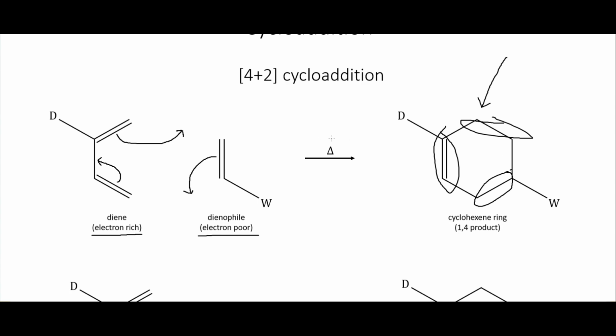You'll notice that this is done under heat conditions for this particular 4+2 cycloaddition, and what we end up with is the 1,4 product. So this substituent is on the 1 carbon, this one on the 4 carbon, or it could be the reverse of that depending on what those substituents are, but they are 1 and 4 away from each other.